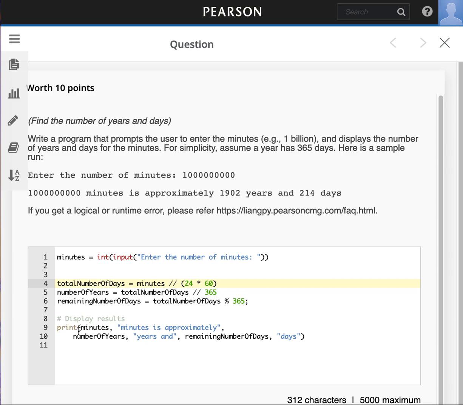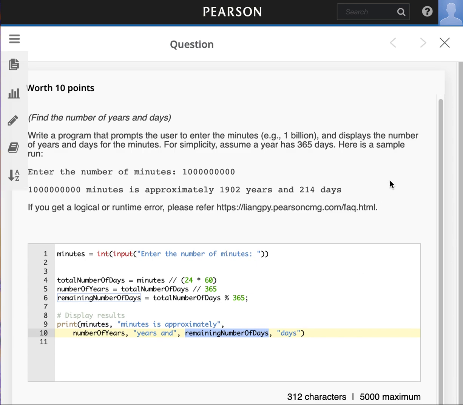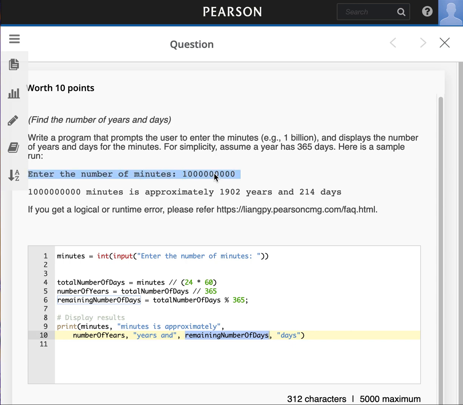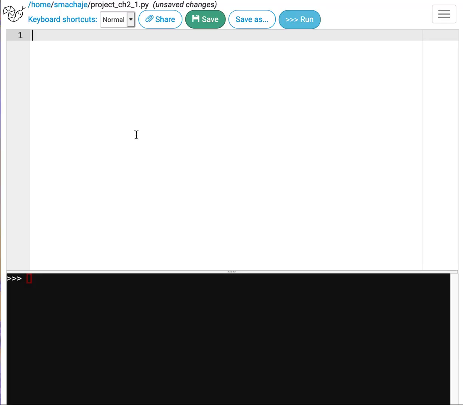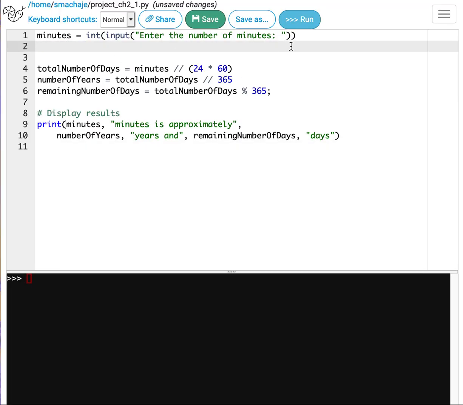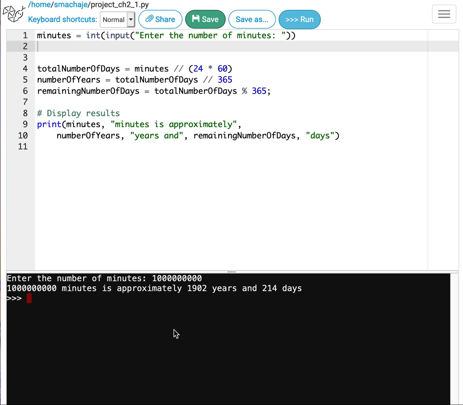Once we have these values, we can go ahead and display the minutes, the number of years, and the remaining number of days. So let's take this example here. We'll grab the example, put it here, and go to execute this program. Here we go. Let's run the program. It's going to prompt us for minutes. We put in the number, and it now calculates 1,902 years and 214 days.